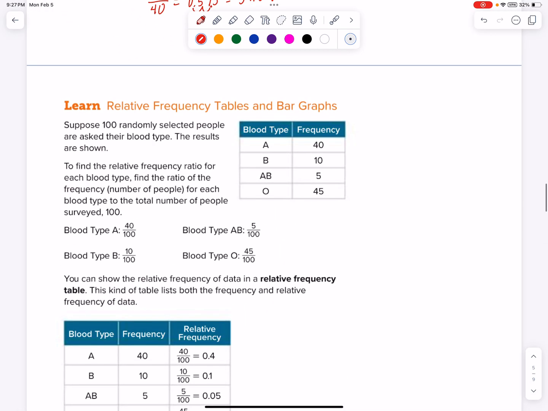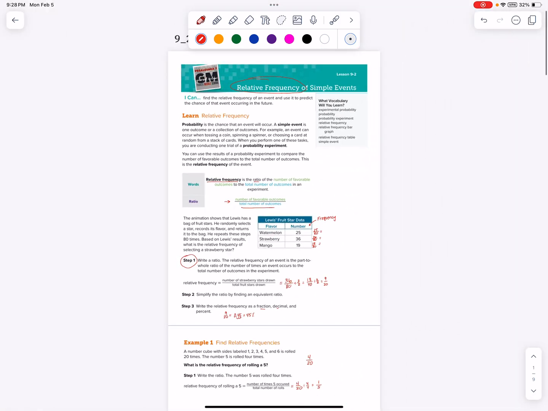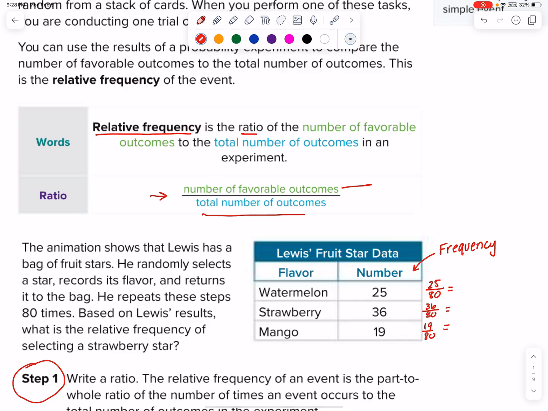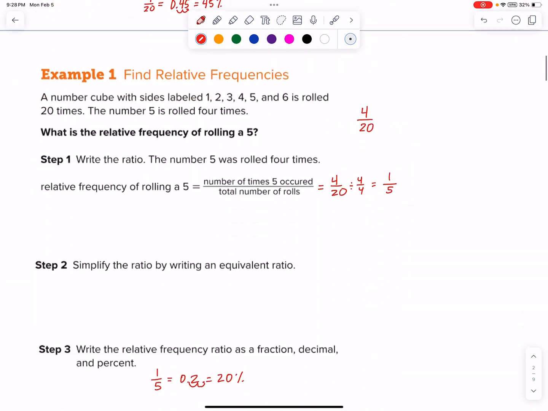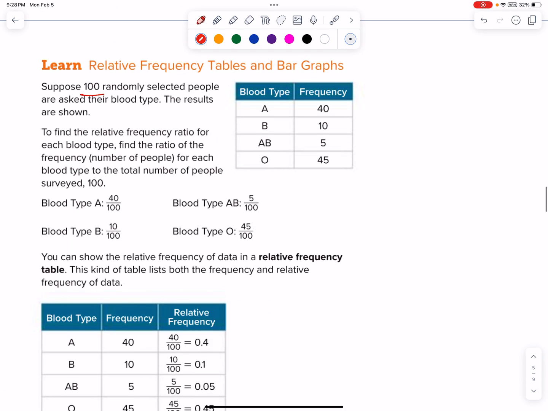All right, relative frequency tables and bar graphs. So they're just getting a little bit more complicated as we go here, but still very doable. So we have 100 randomly selected people. This is our denominator. Because remember, if we look way up at the top, your relative frequency is the thing you're focusing on out of the total number of outcomes. Okay, all right, so let's go ahead and take a look at this one here.